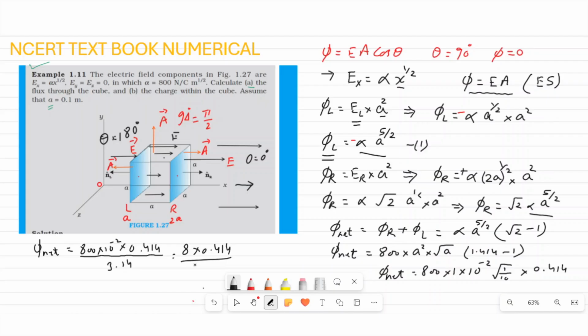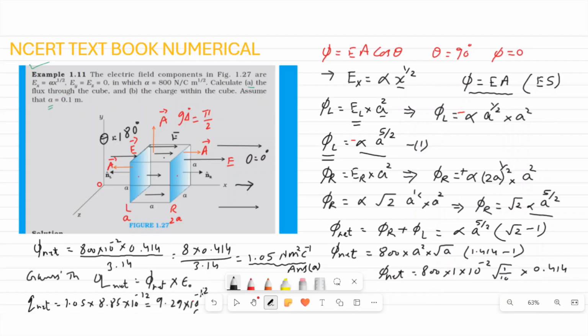1.05 into 8.85, 9.29. 9.29 into 10 raised to power minus 12 coulomb. This is the charge. So this is the solution of this NCERT numerical. I hope you will find it interesting, and this is very clear.